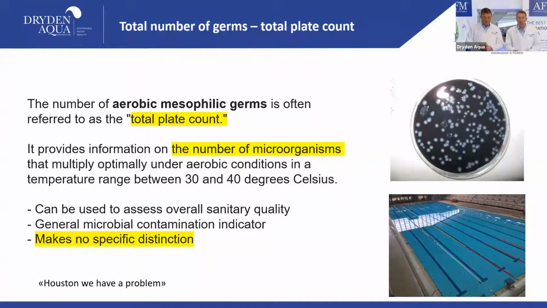So let's start. Total number of germs. This is also called the total plate count. It counts all the so-called aerobic mesophilic germs. What is mesophilic? Aerobic, we know, is a process that needs oxygen. What is mesophilic? Well, meso means medium, middle. And philic means loving. So these are germs that really love this medium temperature, 30 to 40 degrees.